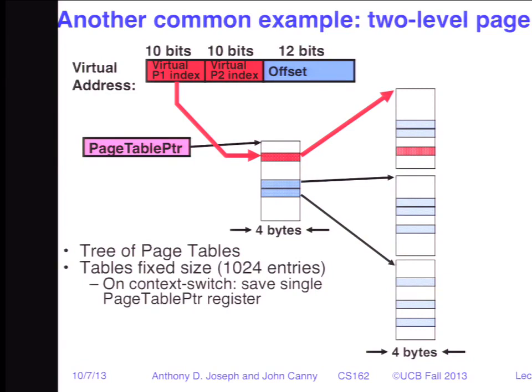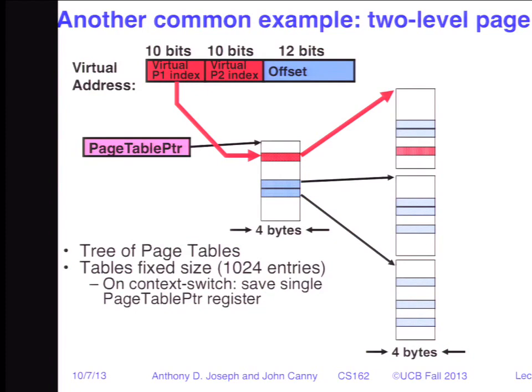Sounds like a good exam question, 2 to the 12. Right, 4,096. Okay? What's 4,096 divided by a 4-byte page table entry? 1,024. Okay, so that's the size of these tables, 1,024 entries. Don't be surprised if you see a question like this on the midterm.